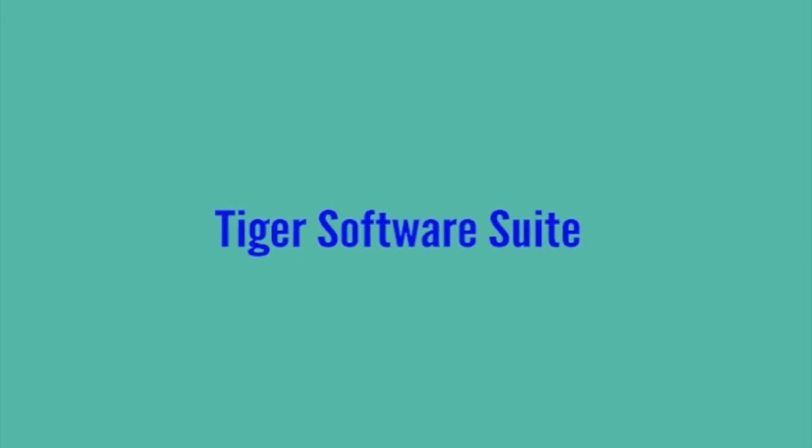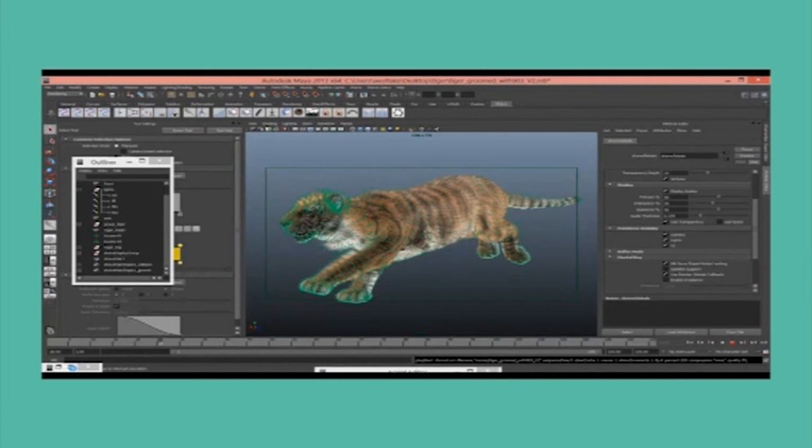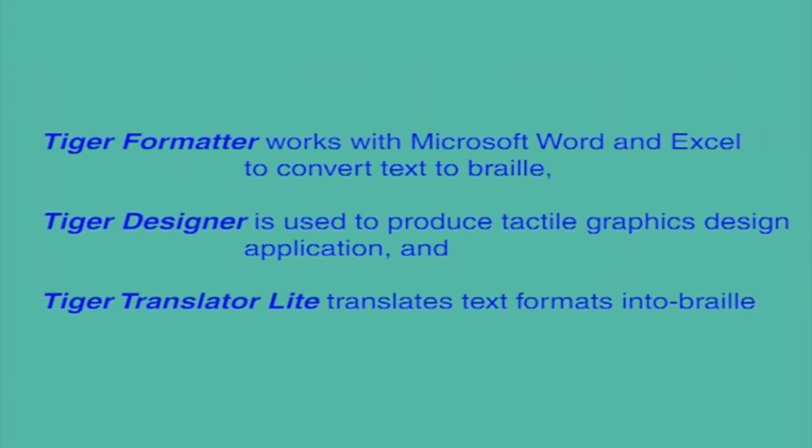Tiger Software Suite. It consists of 3 components: Tiger Formatter, Tiger Designer, and Tiger Translator Lite. Tiger Formatter works with Microsoft Word and Excel to convert text to Braille. Tiger Designer is a tactile graphics design application, and Tiger Translator Lite translates text formats into Braille. Next, we are going to see about Braille paper.